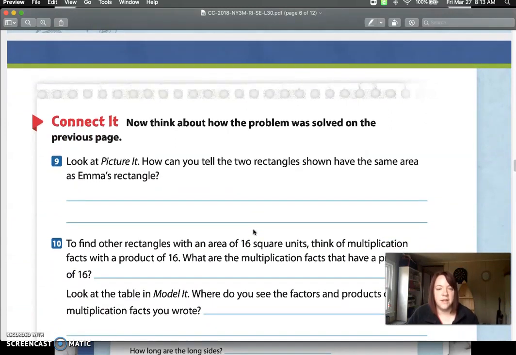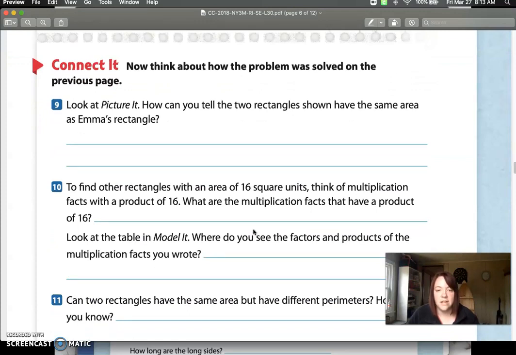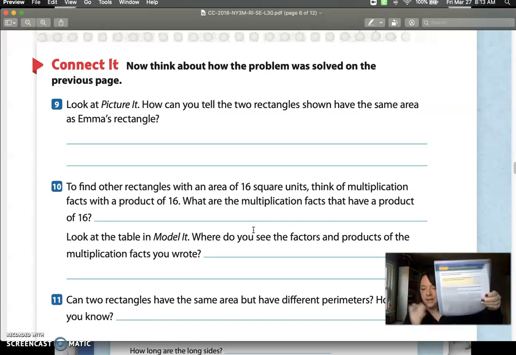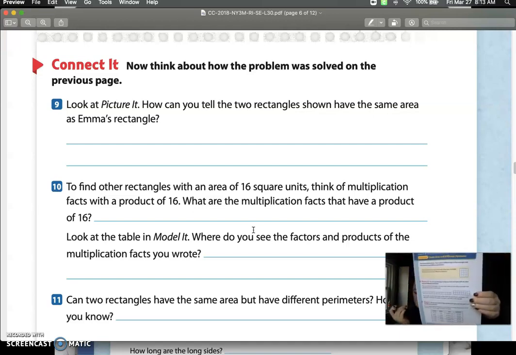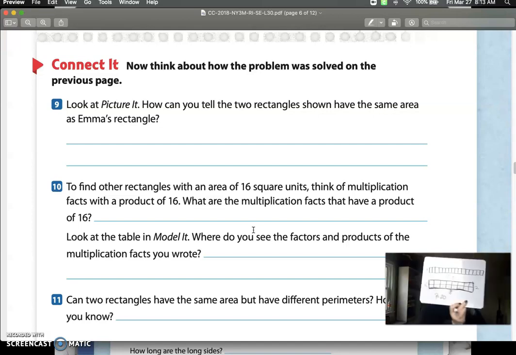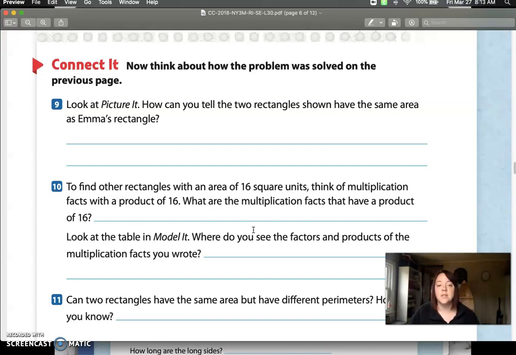Okay, now we need to think. We need to connect it. Look at the picture. How can you tell that the two rectangles shown have the same area as Emma's rectangle? Well, we just did that on our whiteboard. I'm going to show you the problem on here so I don't have to scroll back up. We showed that each one had 16 square units. So that is our answer. How can you tell the two rectangles shown have the same area as Emma's rectangle? Well, it's because they all have 16 square units.